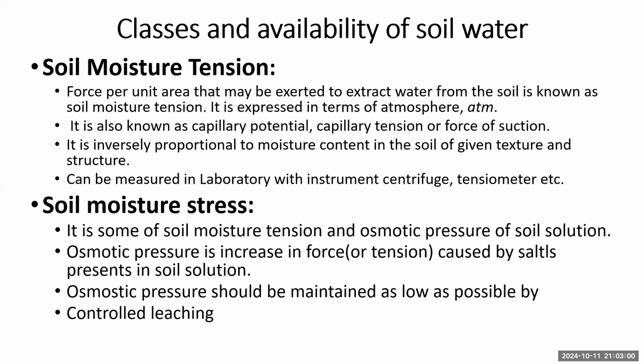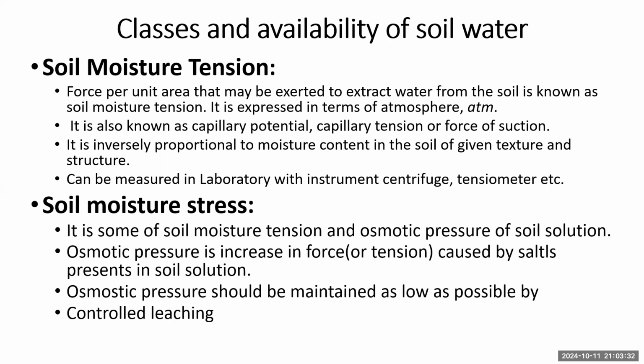Soil moisture stress is what? It is the addition of soil moisture tension and osmotic pressure of soil solution. Now, what is osmotic pressure? So, osmotic pressure is increase in force caused by salt presence in soil solution. Now, see again, once again, what is soil moisture tension? It is force per unit area required to extract water from the soil. That is the soil moisture tension.